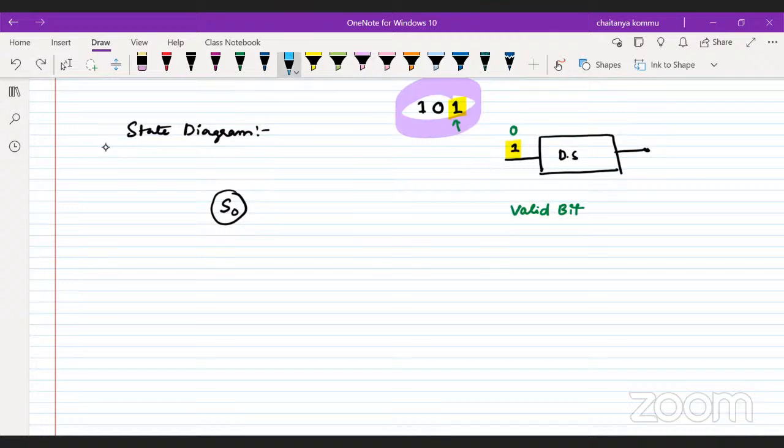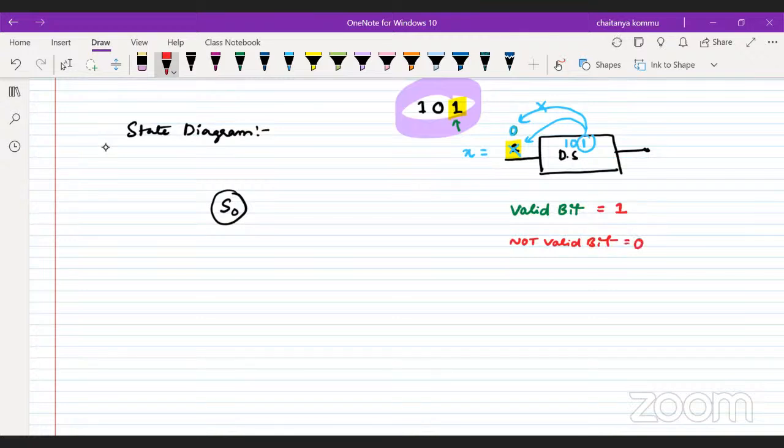This is my input X, which I'm applying externally. Here the 101 is available, so I don't have any problem. 1 is there, therefore yes, this one is a valid bit to this digital system. But instead of this one, 0 has come first here. Is it a valid bit in this given sequence? No. Therefore, we can say not valid. These are the two terms that we have to remember. In this particular sequence, 1 is a valid bit, 0 is a non-valid bit.